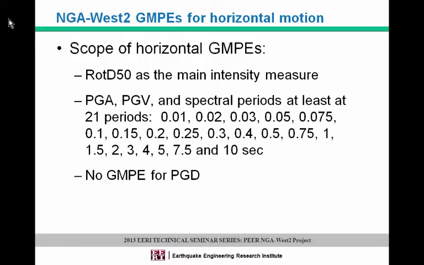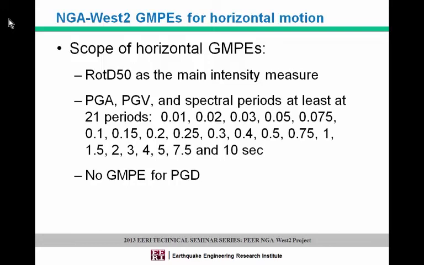and as a minimum at 21 periods that I listed here, from 0.01 second all the way to 10 seconds, we have a spectral ordinate at 103 periods, more than 100 periods. So the GMPE developers could develop ground motion prediction equations for 100 periods, but as a minimum they should really do it at these specific periods that are important for the entire community.